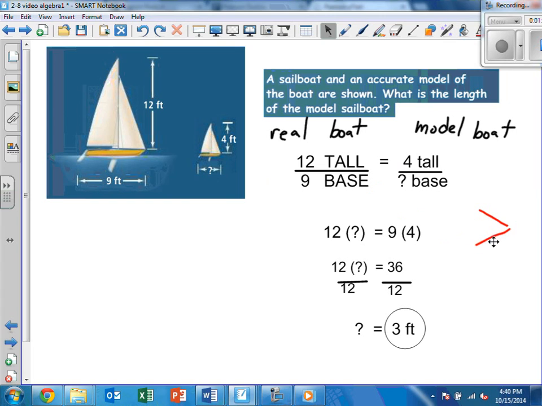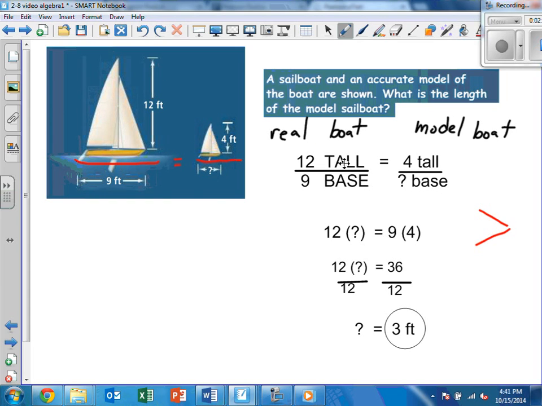Let's take these lines out for just a minute. If you notice, sometimes when I've got a word problem, if I line up my information, I already set things up to make my algebraic statement. Like, if I draw a line between the 12 and the 9, put an equal sign in here, and draw a line between the 4 foot and the base, I've already set up a proportion. 12 foot tall on the real boat to a 9 foot base equals 4 foot tall on the model to the we don't know what base.